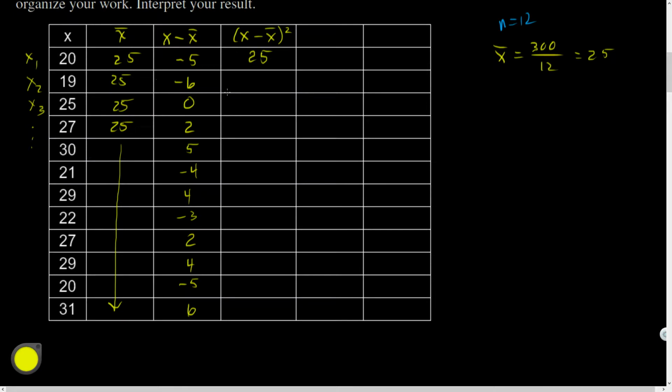So this is 25. -6 squared is going to be 36. 0 times 0 is 0. 2 times 2 is 4. 5 times 5 is 25. The nice thing about these is that these are actually all going to be positive. 16, 16, 9, 4, etc. Okay? So I just square all of those differences.